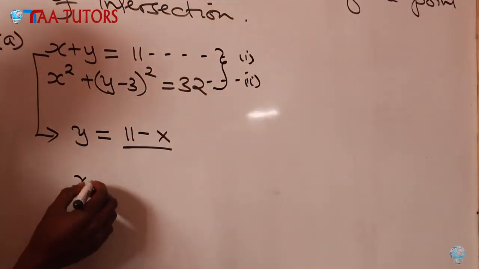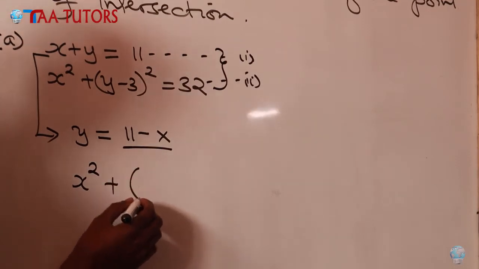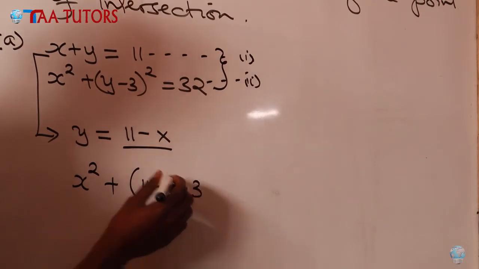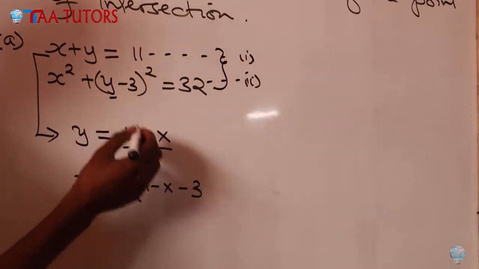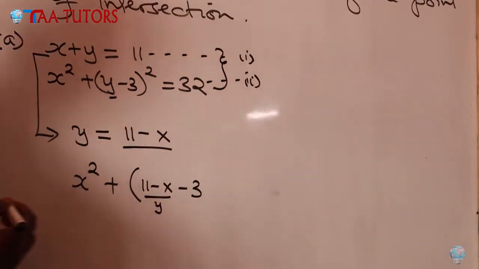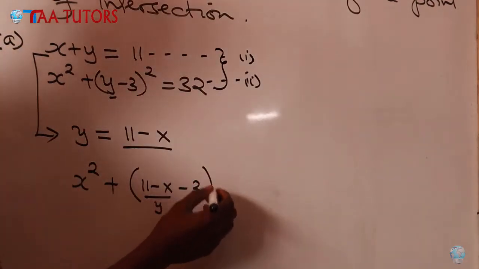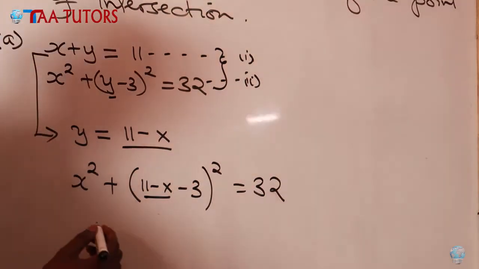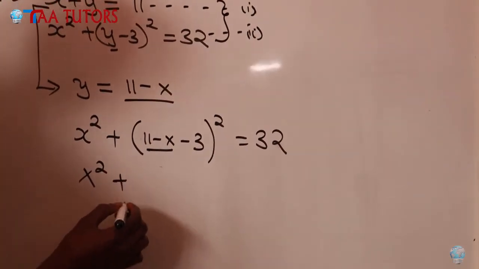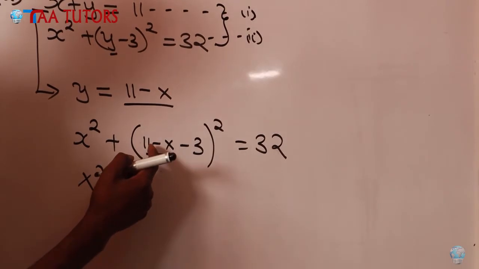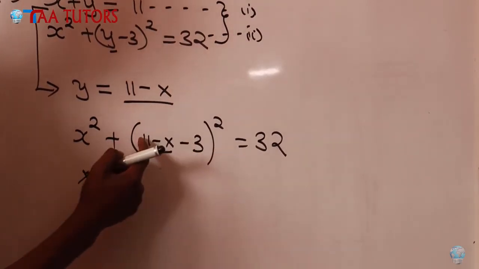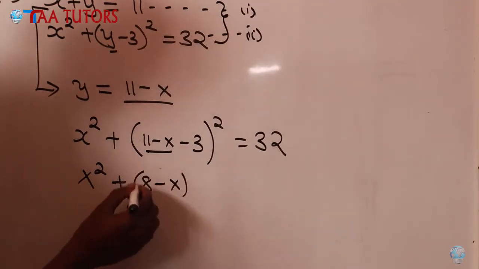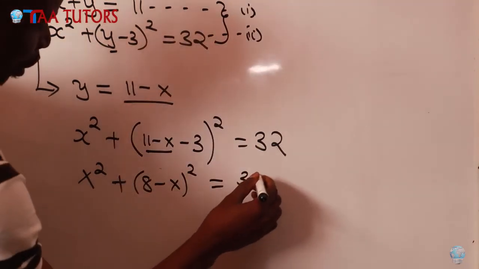So I'll have x squared plus, in bracket, where y is 11 minus x, then minus 3. This 11 minus x is the corresponding value of y, then minus 3 there. This one, all of it squared, equals 32. So what I'll have here is x squared plus, 11 minus 3 is 8, so we'll have (8 minus x) squared equals 32.